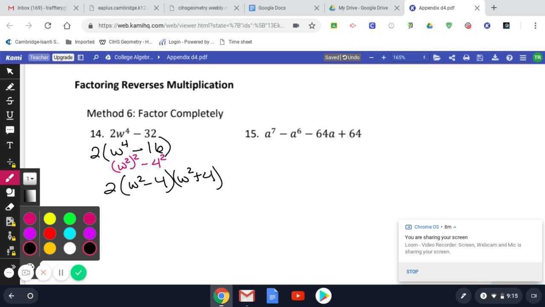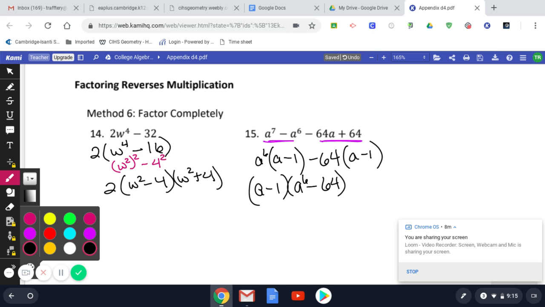On the second one, number 15, as I look at that, what I'm seeing is grouping. I see these two and then these two to group, if you can see that too. And so I'm going to group out and pull out an a to the sixth. That's going to leave me a minus 1. And I'm going to pull out a negative 64. That's going to leave me a minus 1. When I do that, I have a minus 1 times a to the sixth minus 64.